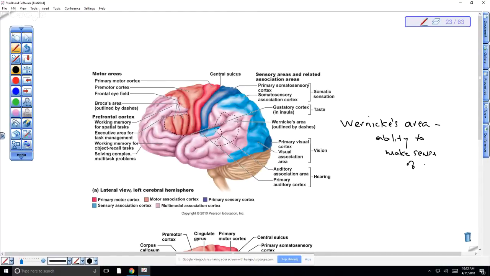So Broca's area is the ability to speak. And the Wernicke's area is the ability to understand the stimuli.